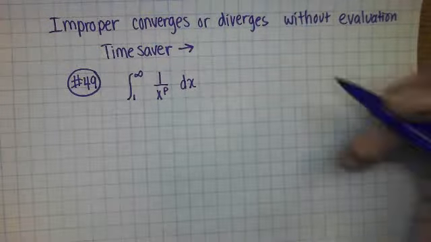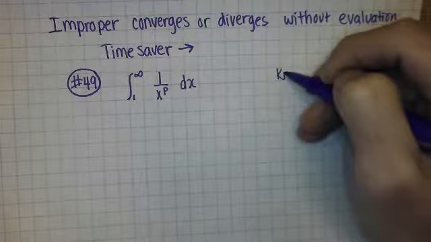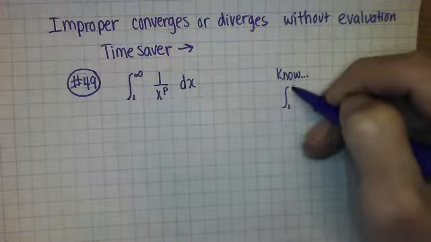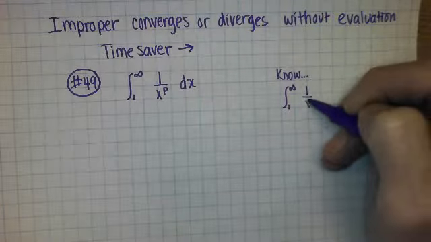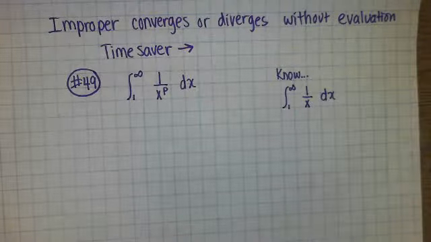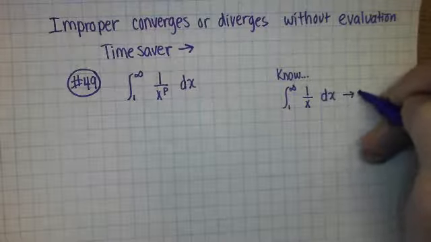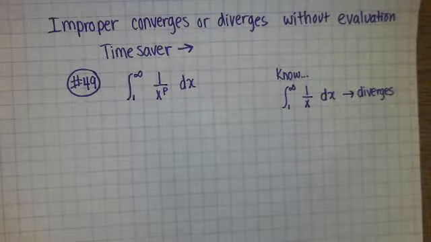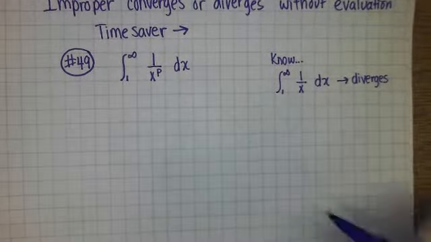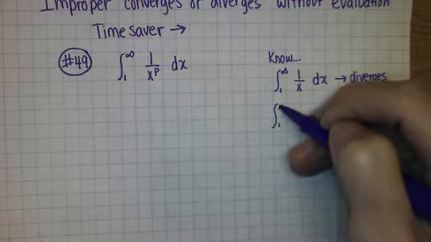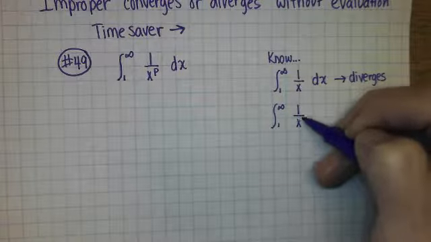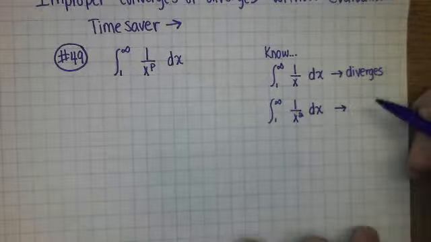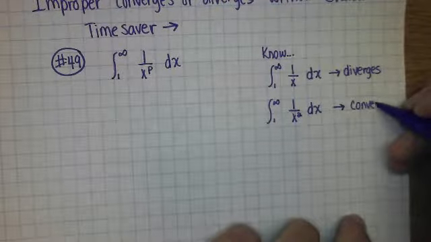Now we have done this before. We already know from previous examples that if I take the integral from 1 to infinity for 1 over x dx, we know that this guy here diverges. We've already done a problem like that. But the question is, well, what if I raise it up a power? What if I do 1 over x squared dx? And from our homework, we know that something like that converges.